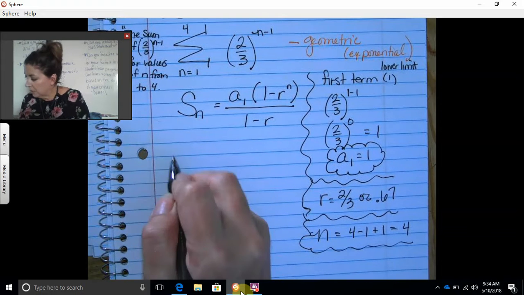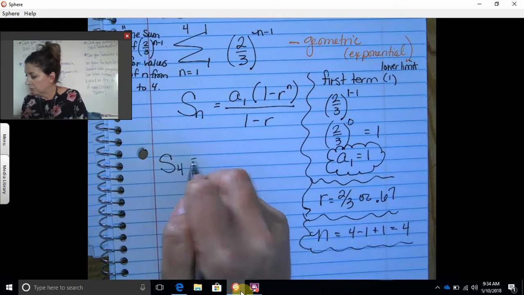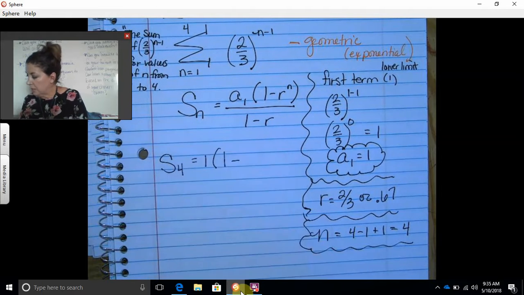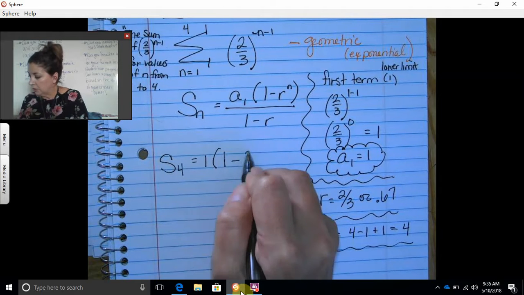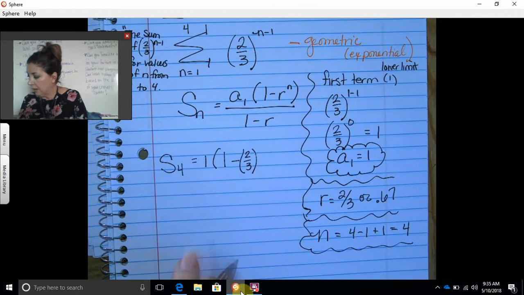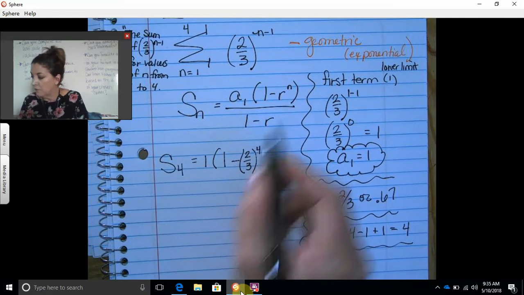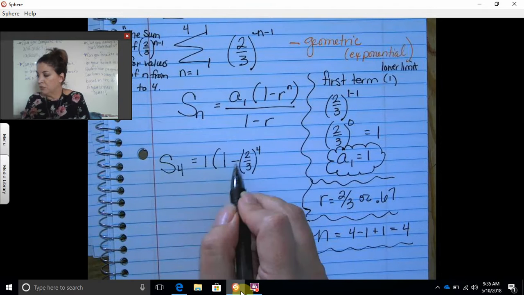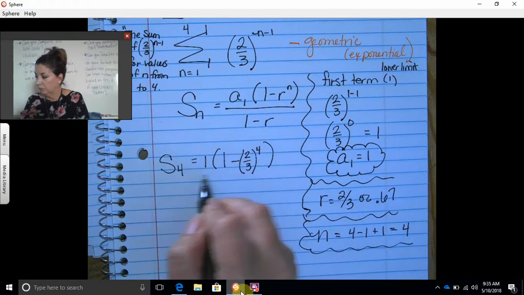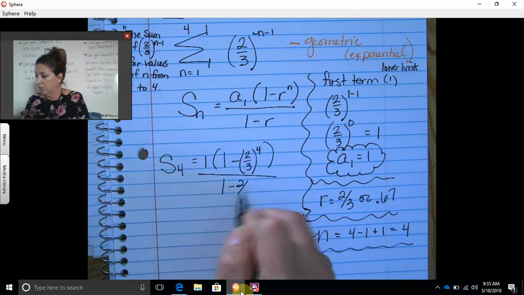So we're looking for the sum of the first 4 terms of the series. We take our first term, which is 1, times 1 minus the common ratio, which is 2/3, raised to the 4th power. Now remember, it's not negative 2/3 raised to the 4th power. It's only the common ratio raised to the 4th power. You've got to be careful about that. All over 1 minus the common ratio of 2/3.